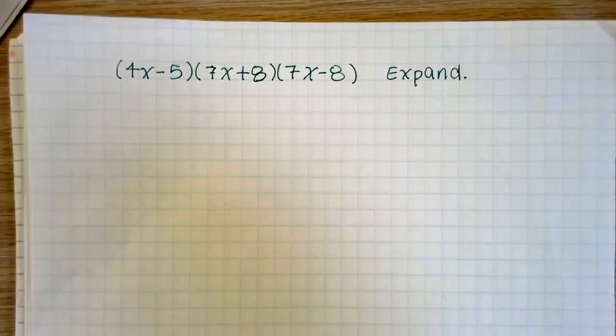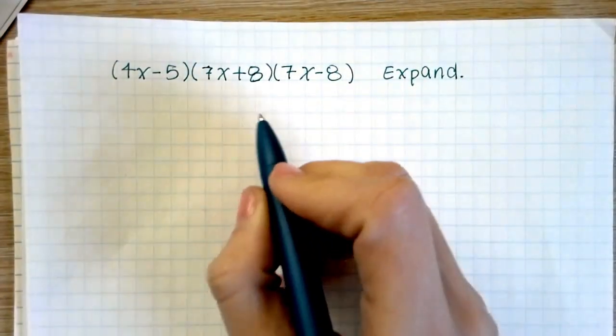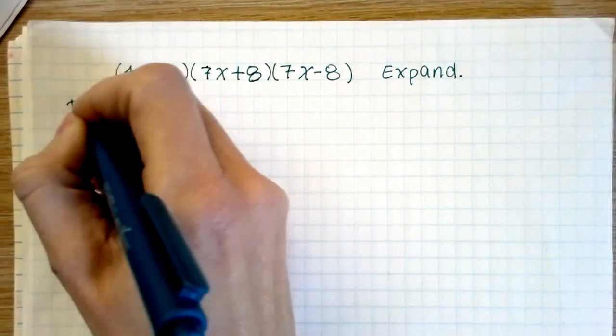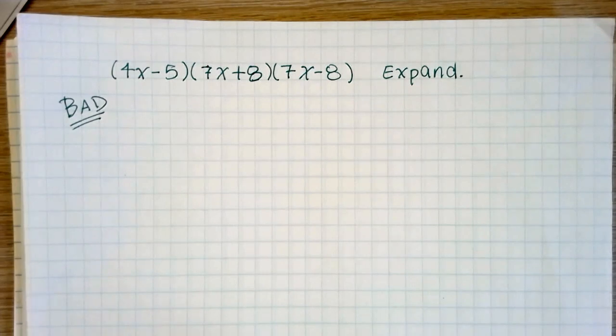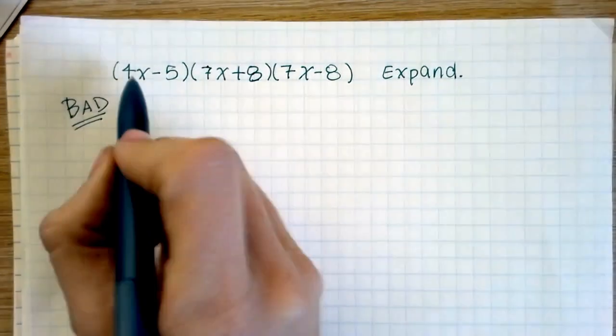All right, so if we were given something like this and we were asked to expand, there's a good way to do this problem and a bad way. Let's talk about the bad way first. Bad doesn't mean wrong. Bad just means harder, more difficult, more work. But we want to think smarter, not harder. So how do you multiply something like this?